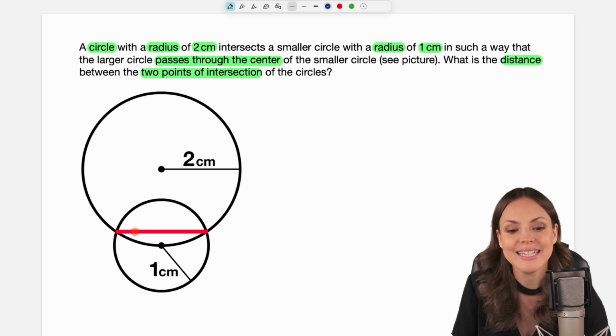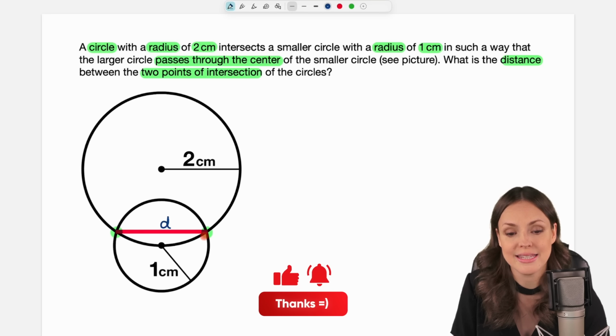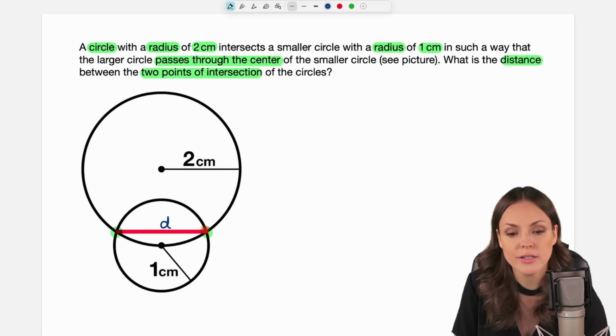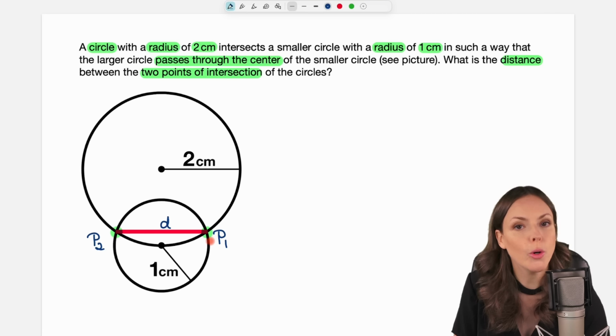So we have to find this distance here between this point of intersection and this point of intersection, and I call this distance D, and this is what we have to find. One way to find this distance between this point of intersection, which I call P1, and this point here, which I call P2, is, first of all, to find these two intersection points, and after we have them, then we can just find the distance between 2 points.